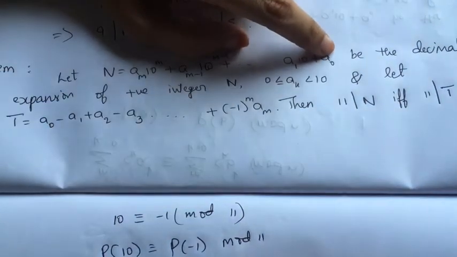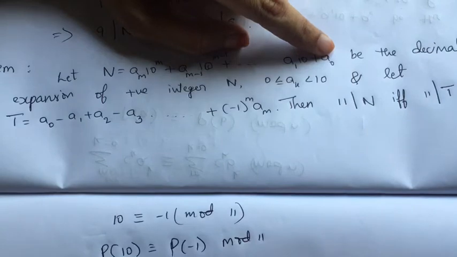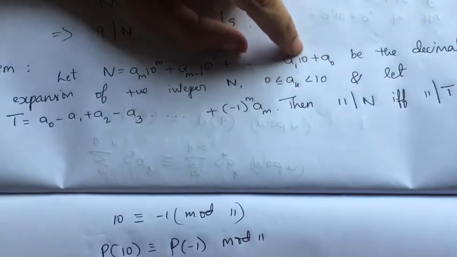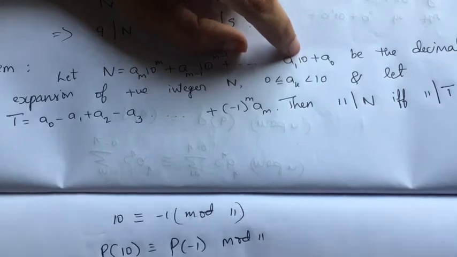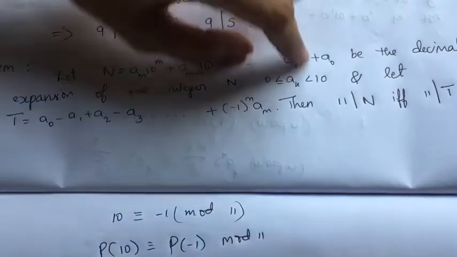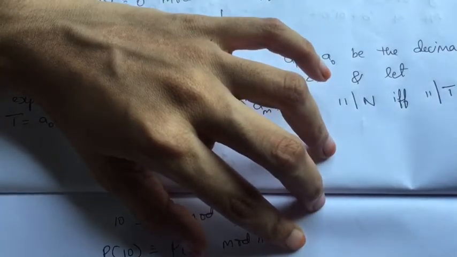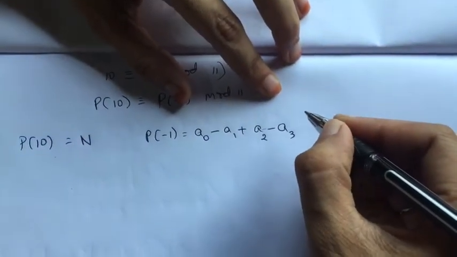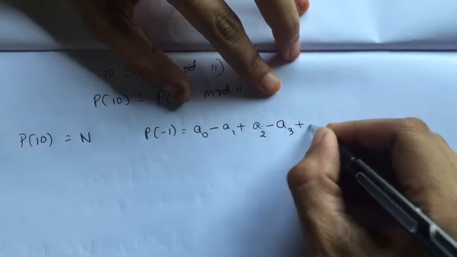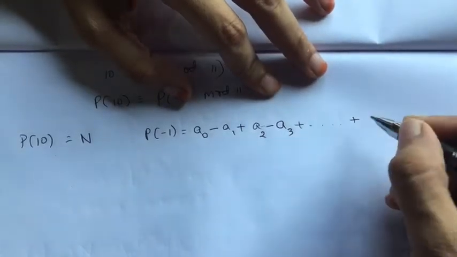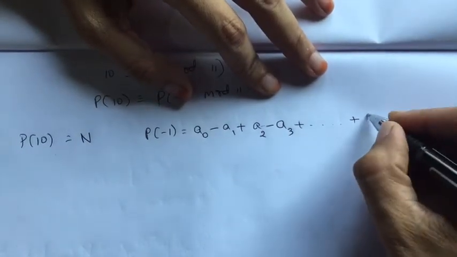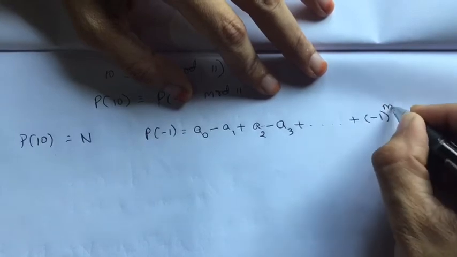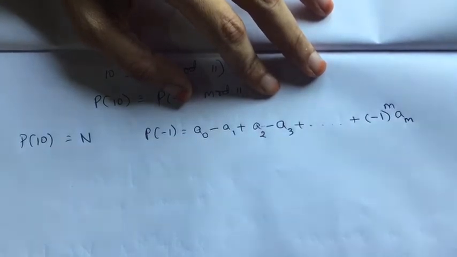Start from here, a0, no change. In place of 10 I have got minus 1, so this becomes minus a1. Like that I'm going to get alternate positive and negative signs. a0 minus a1 plus a2, like that. I don't know what is the value of m. It may be even or odd, so I'll just write minus 1 power m am.